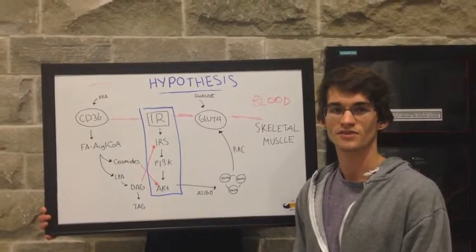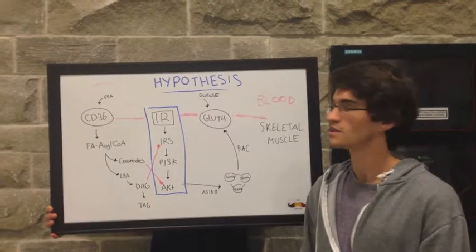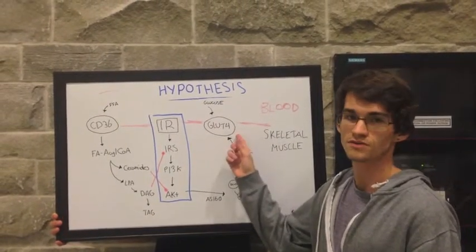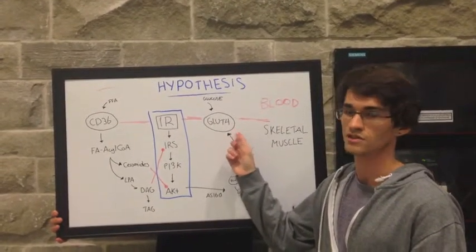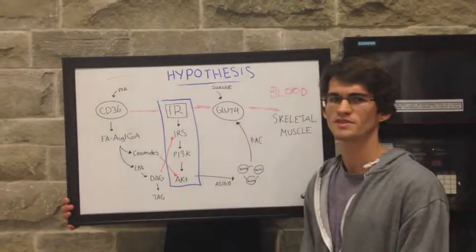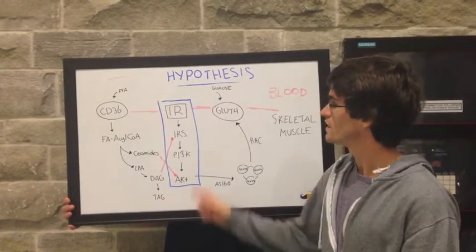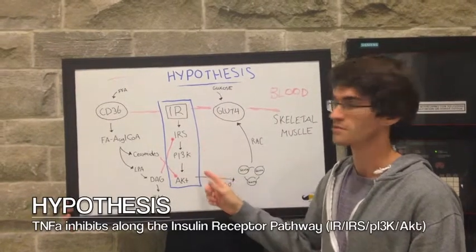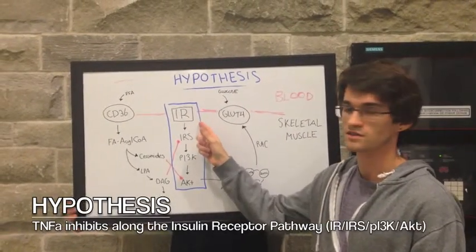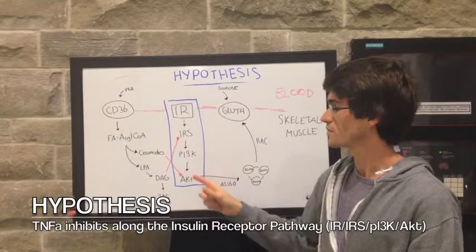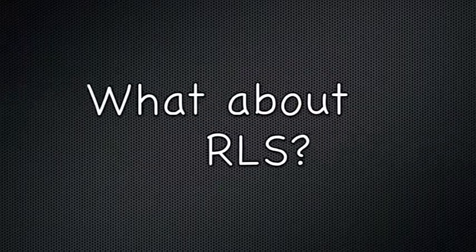Because during the TNF-alpha condition there is reduced glucose clearance, we assume that there is a reduced amount of GLUT4 transmembrane protein during this condition. Now, we hypothesize that TNF-alpha inhibits somewhere along the insulin receptor pathway. That could be either the insulin receptor, IRS, PI3K, or AKT.